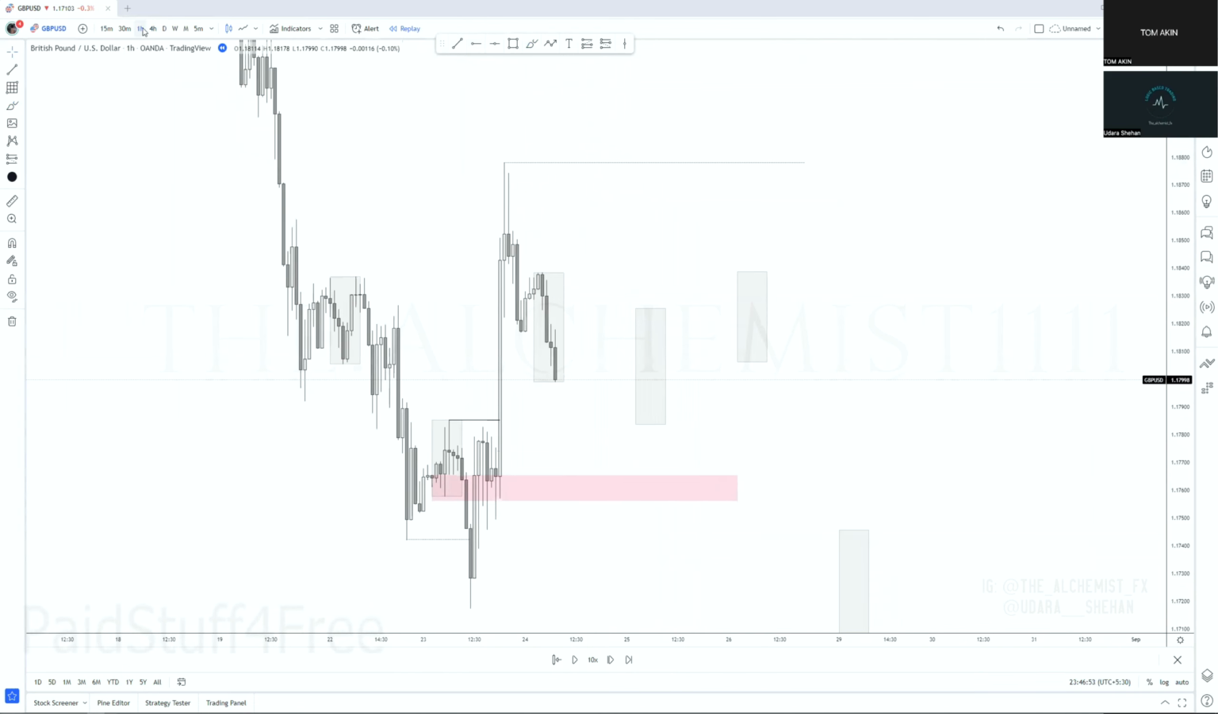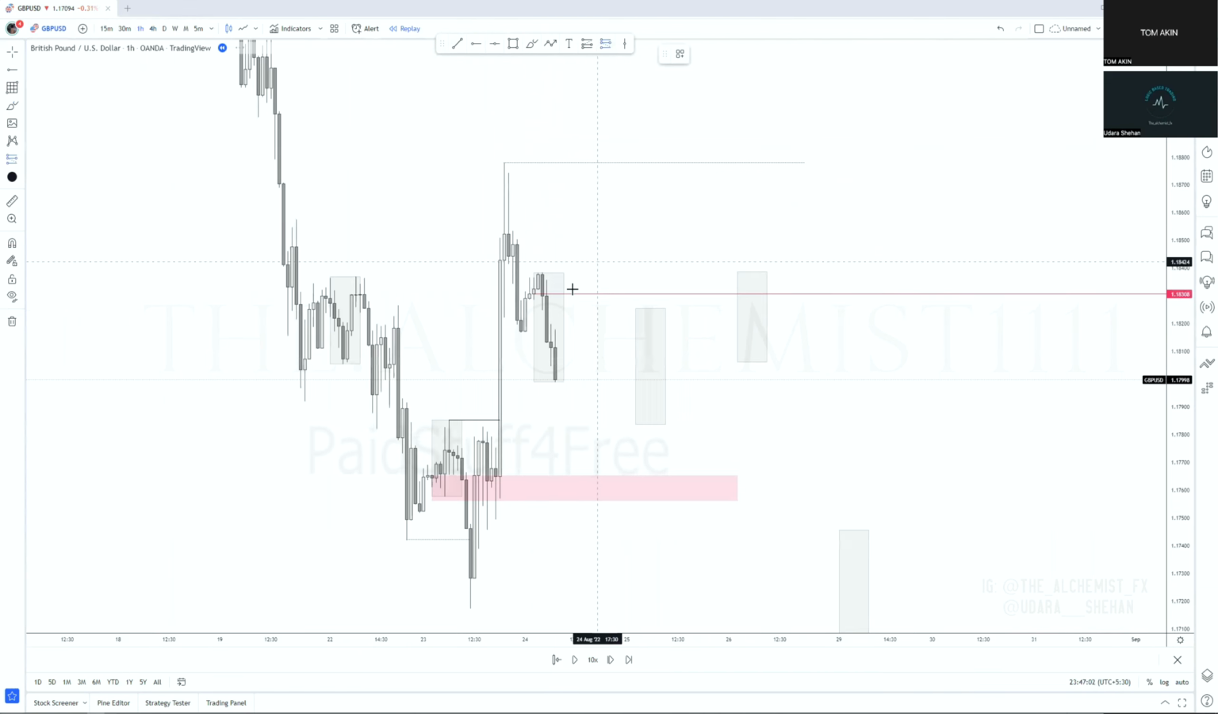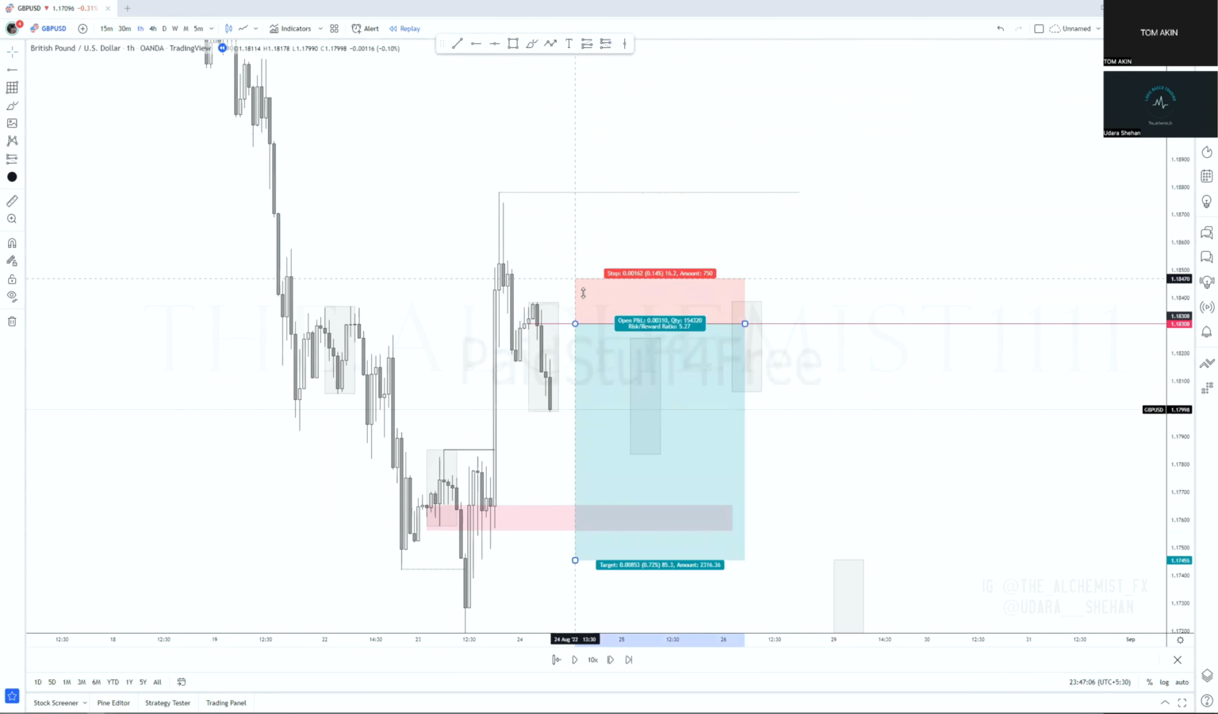Like I showed you in here, of course, I showed you the setup. We had the 4-hour rejection block that is right here. And then what we do is we sell it with timing and all of that. Like this. Okay, so the safe target will be the Asian low.